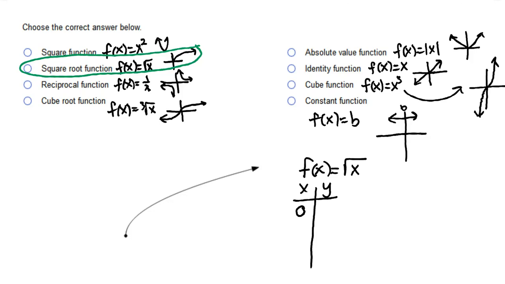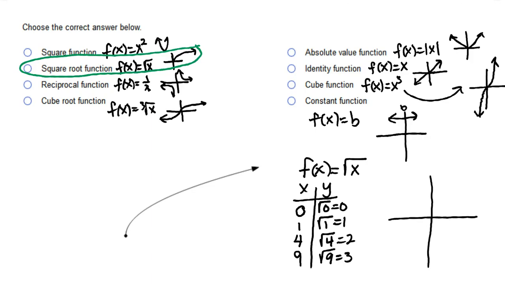So I'm starting with 0 and 1, and then I'm going to jump to 4 because 4 is easy to take the square root of. And then I'll choose 9 as well. The square root of 0 is 0, the square root of 1 is 1, the square root of 4 is 2, and the square root of 9 is 3. And I'll plot these ordered pairs on a coordinate plane. I have 0, 0, 1, 1, 4, 2, and 9, 3. And hopefully you see why we chose this function as the one to match this graph. We have our square root graph here.